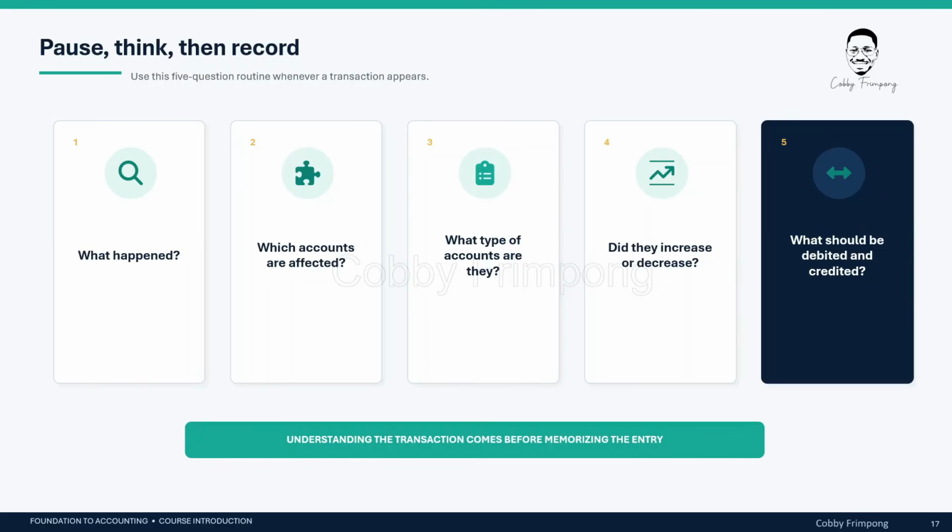When I present a transaction, pause the video before the answer and try to analyze it. Ask yourself, what happened? Which accounts are affected? What type of accounts are they? Did they increase or decrease? What should be debited and credited? Understanding the transaction first will make the accounting treatment easier to remember.